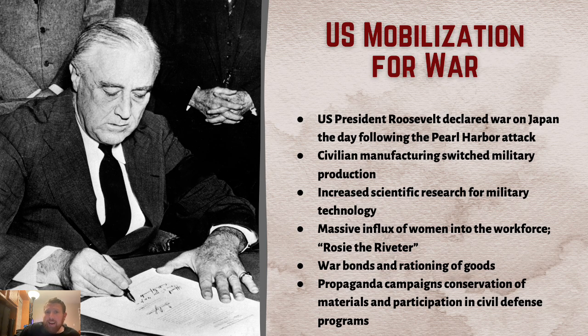The U.S. introduced rationing of certain goods, such as gasoline, rubber, sugar, and butter, to ensure adequate supplies for military use. War bonds and stamps became common means for citizens to contribute financially to the war effort. Propaganda campaigns encouraged conservation of materials and participation in civil defense programs. There's a picture of FDR signing the declaration of war against Japan.